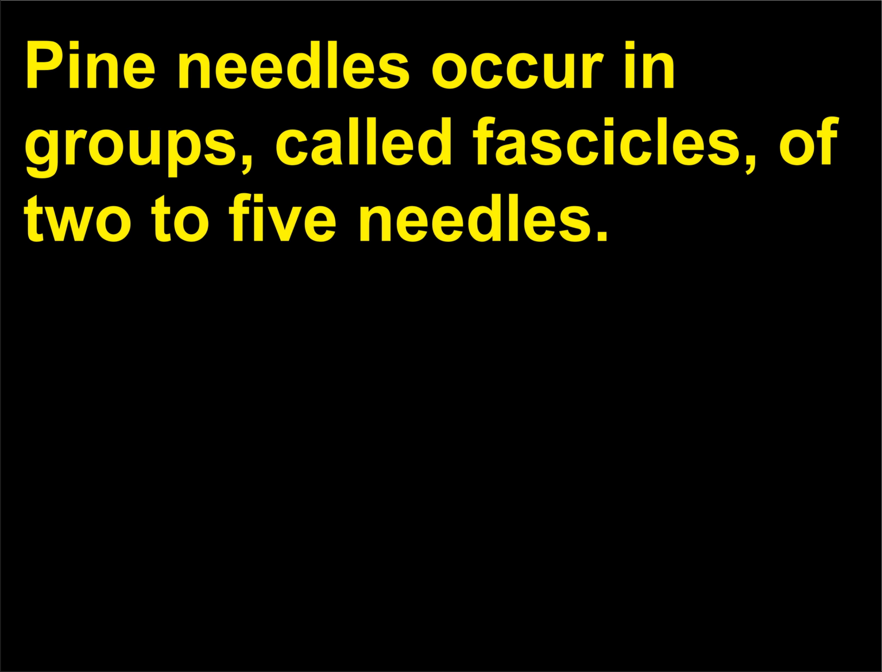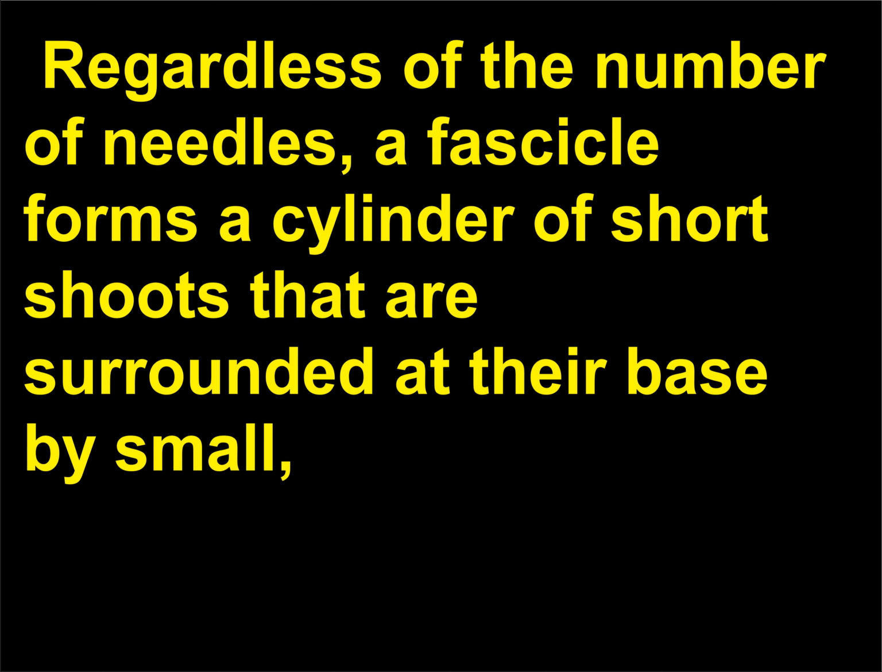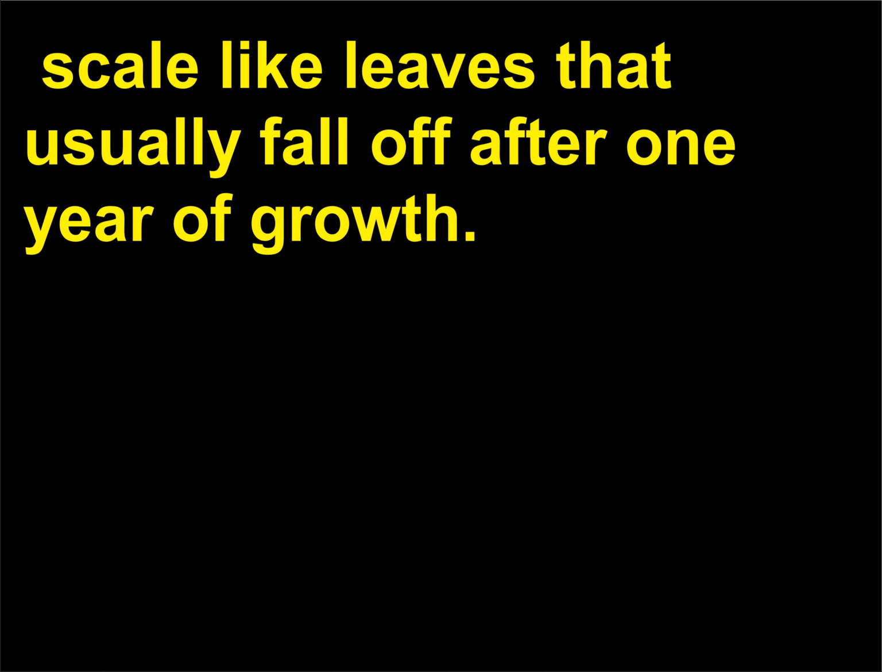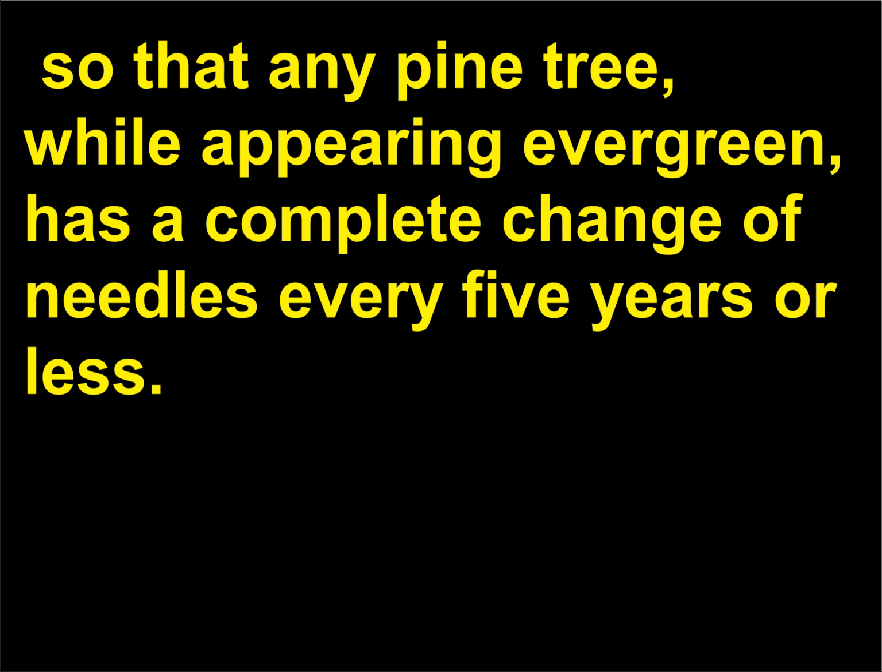Pine needles occur in groups, called fascicles, of 2 to 5 needles. A few species have only one needle per fascicle, while others have as many as 8. Regardless of the number of needles, a fascicle forms a cylinder of short shoots that are surrounded at their base by small, scale-like leaves that usually fall off after 1 year of growth. The needle-bearing fascicles are also shed a few at a time, usually every 2 to 10 years. So that any pine tree, while appearing evergreen, has a complete change of needles every 5 years or less.